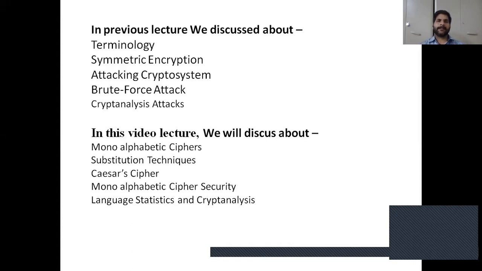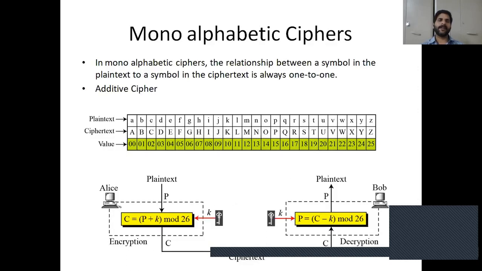Dear student, in the previous lecture, we discussed the terminology of cryptography, symmetric encryption, attacking a crypto system, brute force attack, and cryptanalysis attack. Now, in this video lecture, we will discuss monoalphabetic cipher, substitution technique, Caesar cipher, monoalphabetic cipher security, language statistics, and cryptanalysis.